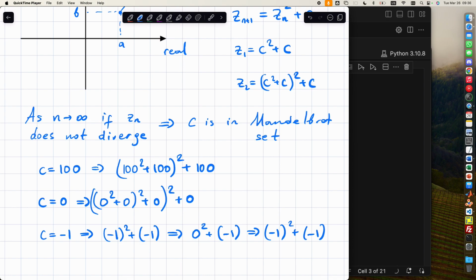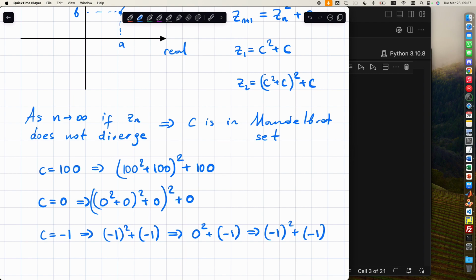So let's write a code. Oscillating is not diverging, right? If it's oscillating, it's not diverging. It's oscillating between, yes, finite numbers. It's not minus infinity and plus infinity. Then it's good. Okay?